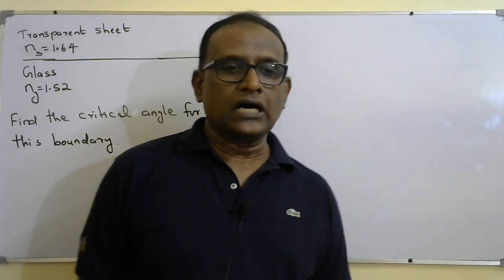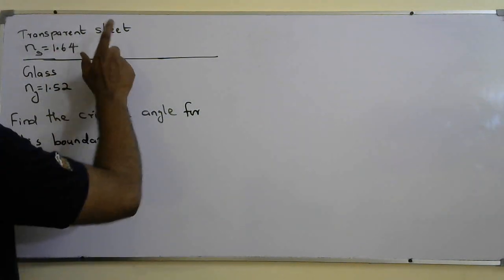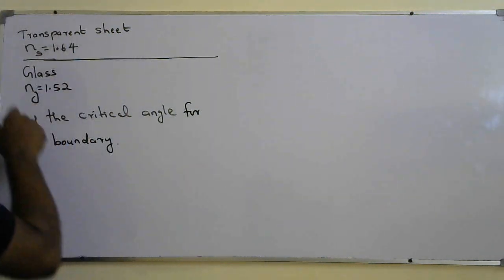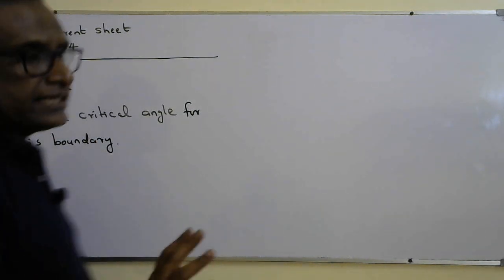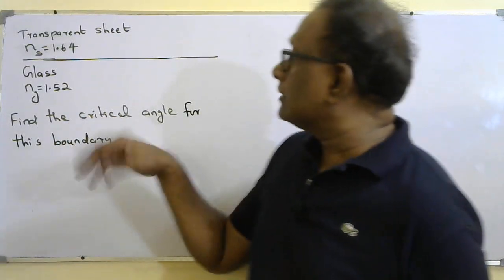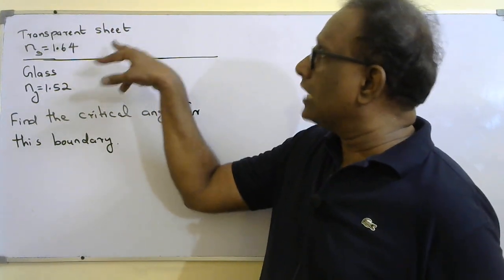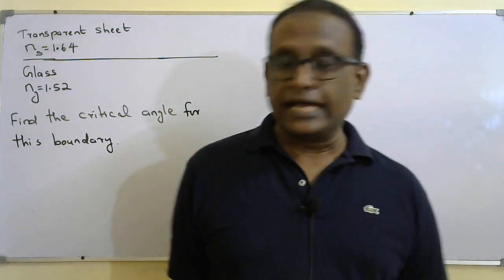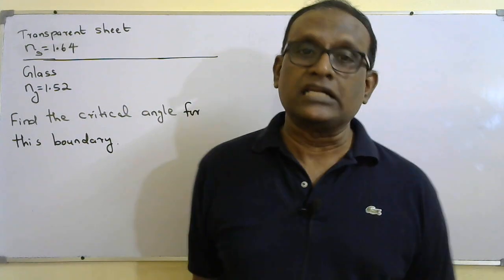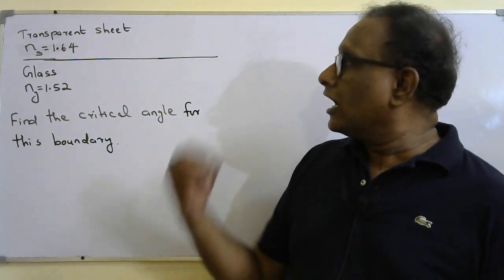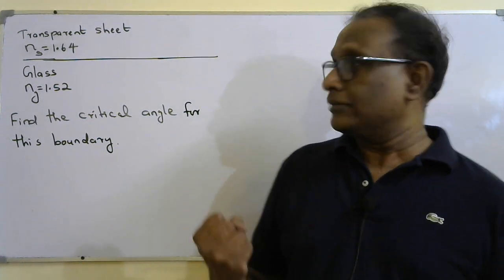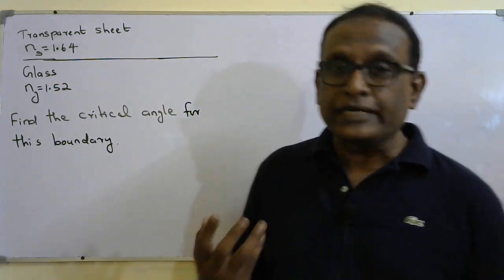Okay, so here are two different media. One is a transparent sheet with 1.64, the other is glass with 1.52. Find the critical angle for this boundary. They didn't say whether it's glass to transparent sheet or transparent sheet to glass, so from where to where the light goes, where there could be a critical angle and total internal reflection. They didn't say that, but we can find in which medium there could be a critical angle.